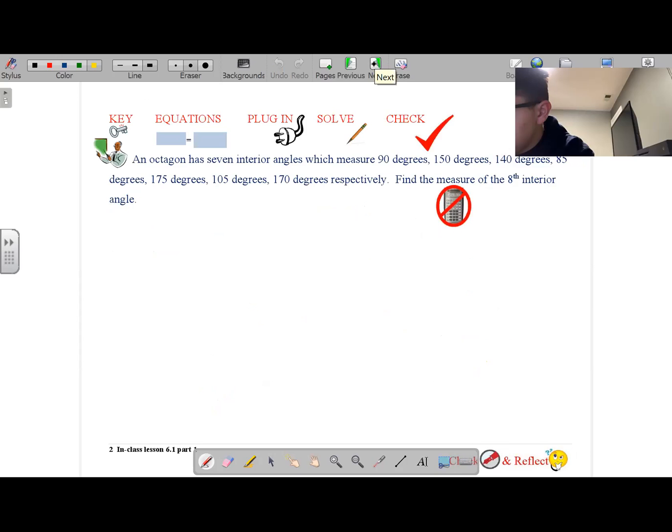Next page. Jonathan, can you read this out loud for us? Nice and loud.